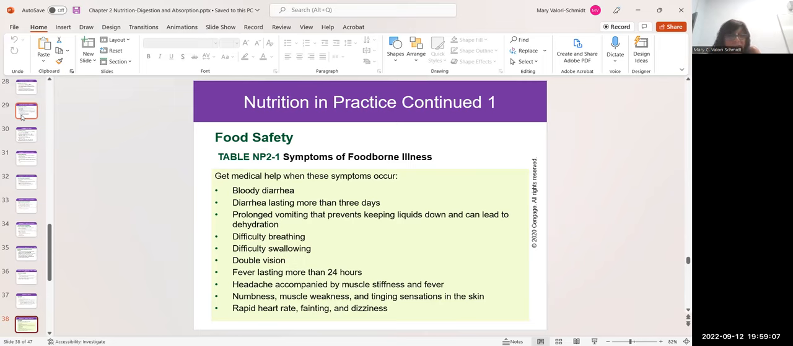So, headache with muscle stiffness and fever, nuchal rigidity, which is a stiff neck, and photophobia, which is you can't tolerate light, go along with a headache. That's spinal meningitis symptoms. So you want to go see somebody. Numbness, muscle weakness, tingling sensations, rapid heart rate, fainting, and dizziness. If you faint, you probably want to go see somebody.